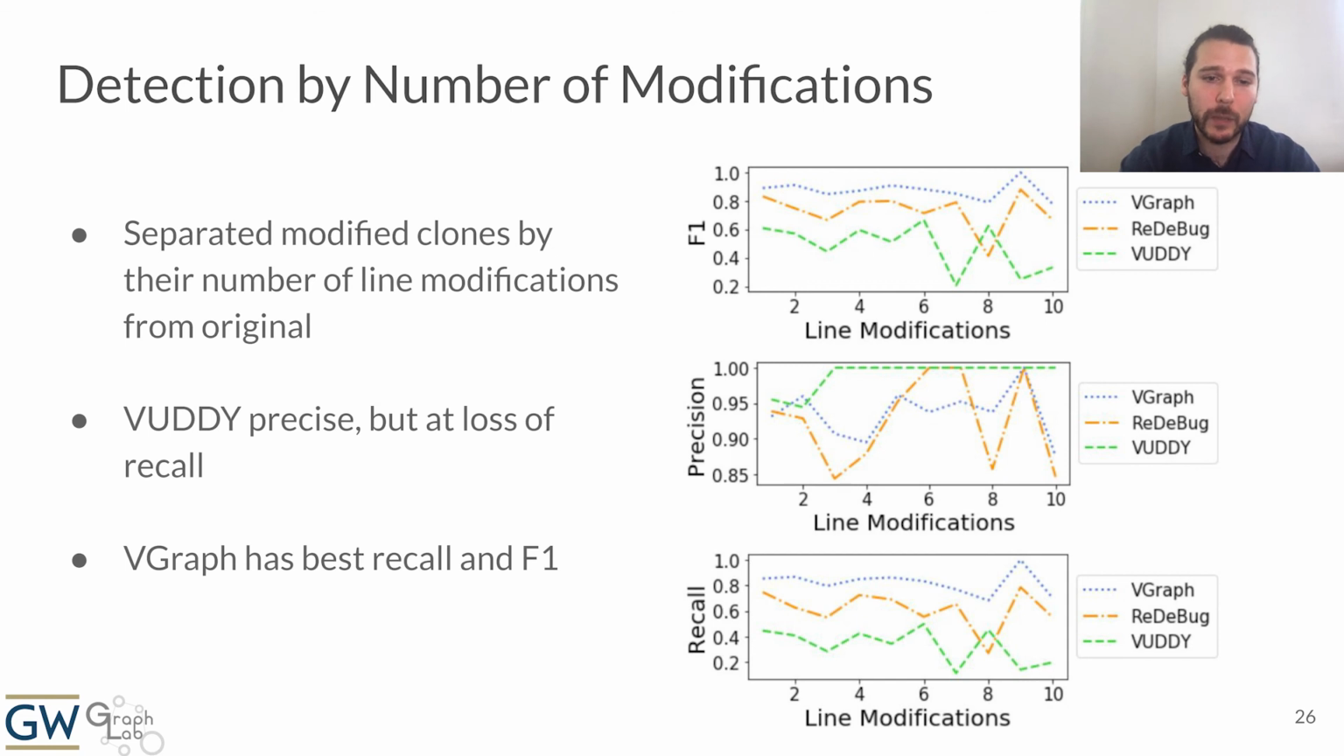Here we are looking at the same result set as previously, however this time broken down by number of line modifications, ranging from 1 to 10. This shows a similar story, with VGRAPH again being very precise, yet ReDeBug and VGraph having better recall and thus better F1. And again, we can see VGraph having the best F1 of the bunch at all levels of line modification.